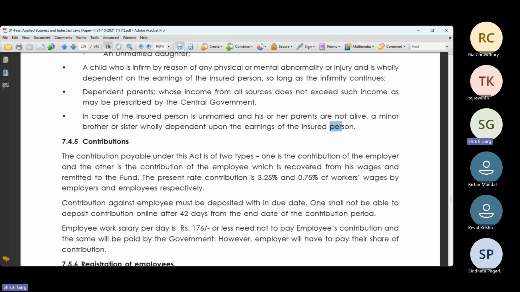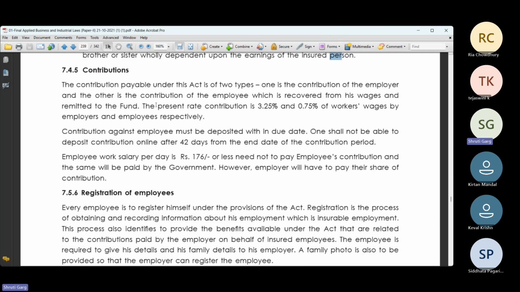Okay, now, Ekta, okay, ma'am. Contribution. What limit has been set for contribution? See, I told you there are two contributions.